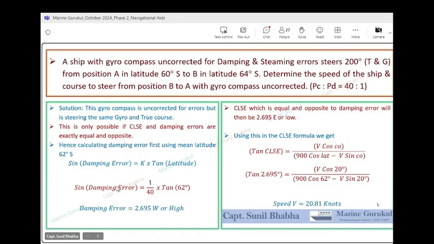Any doubts up to here, beta? Okay, great. So the first part is done. We have obtained the speed of the ship. Now we also have to find the course to steer from B to A. So let's see that also.